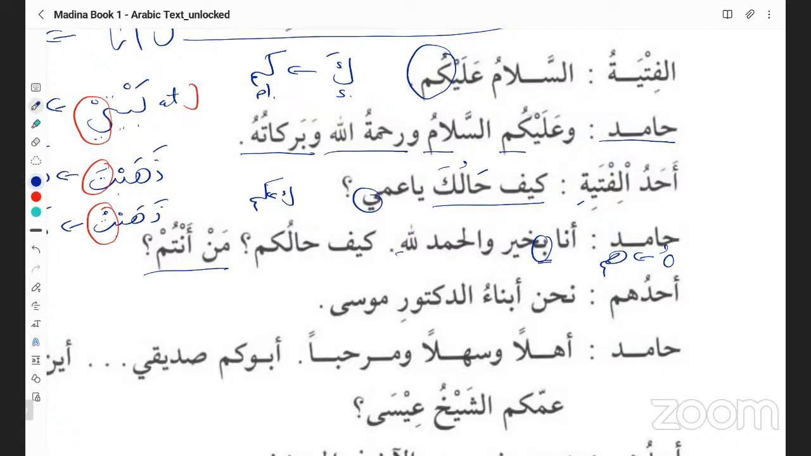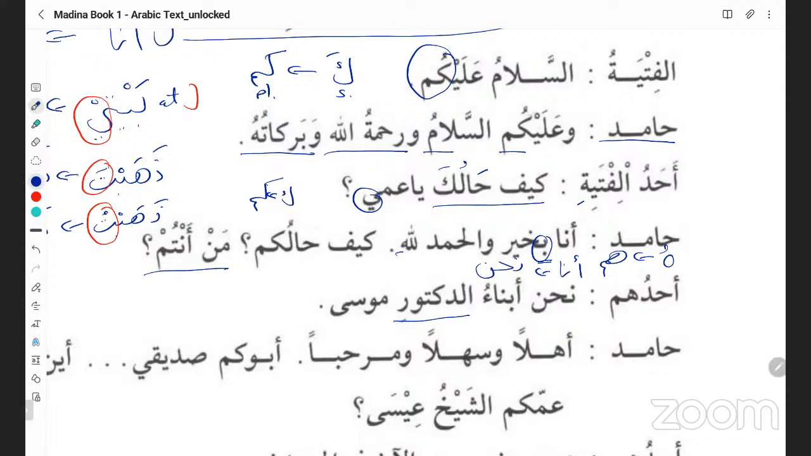نحن أبناء الدكتور موسى. We, نحن, from أنا, I, and the plural of that will be نحن. So أنا becomes نحن. أبناء الدكتور. So I am the sons of the Dr. Musa. Dr. Musa will be someone that normally has a PhD, a doctorate, because we know Tabib will be a medical doctor, and Doctor will be usually someone that has a PhD.